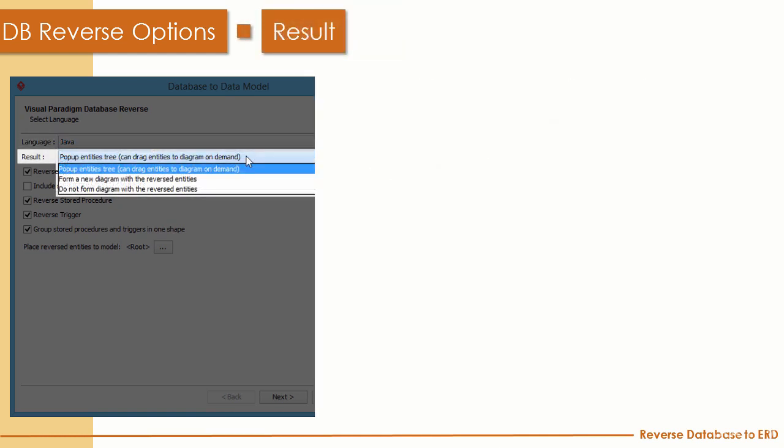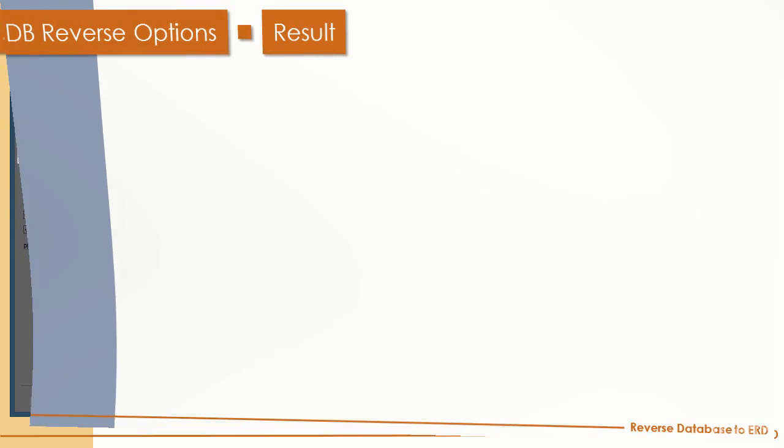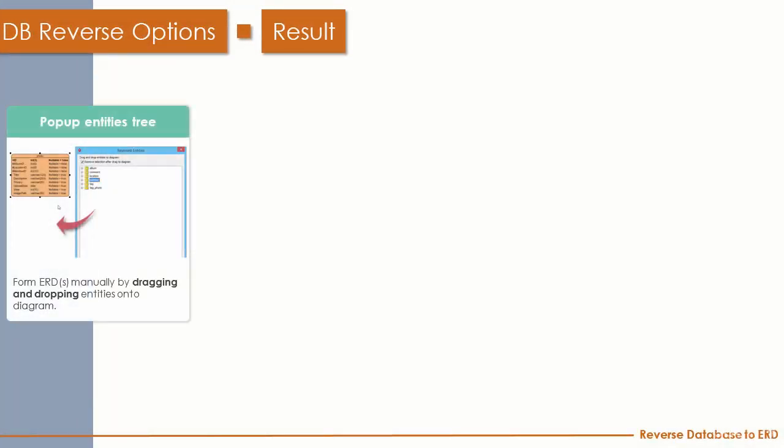The second option is the result. How is the reversed result shown? This is what we saw, the list, and by default it is a pop-up entity list. Let me just show you the differences between these options. The first one is the pop-up entity list. What we just did is we provide a list, and then you can drag and drop the entities into the ERD, and that helps you to develop multiple context-based entity relationship diagrams rather than a giant entity relationship diagram.